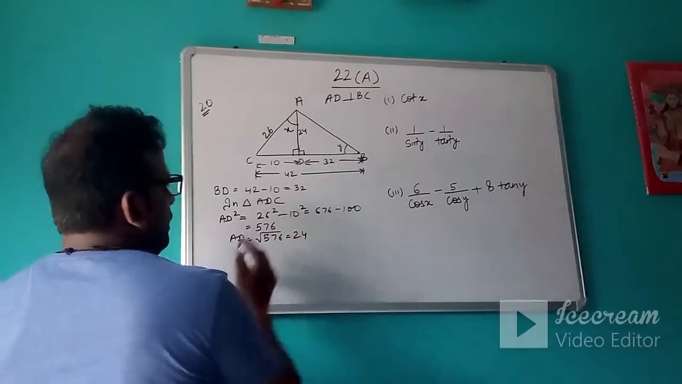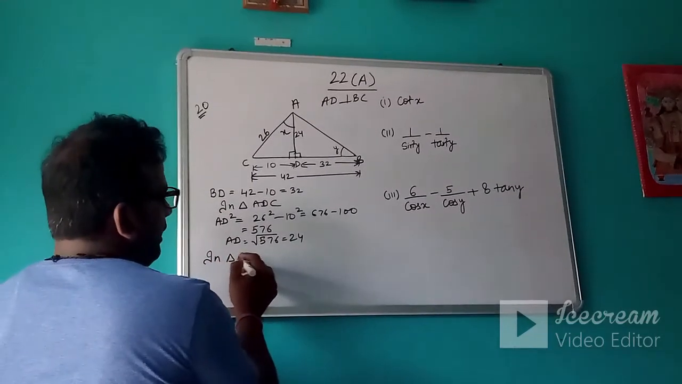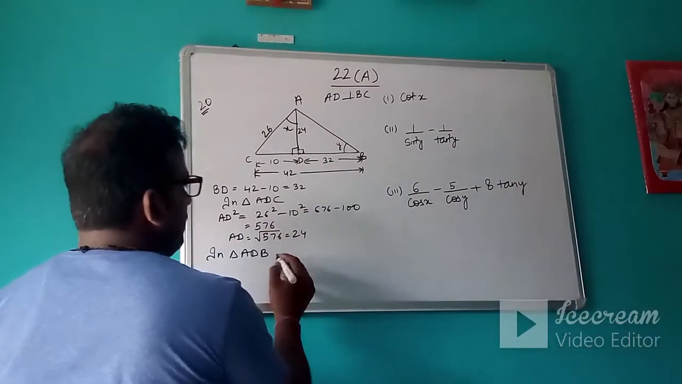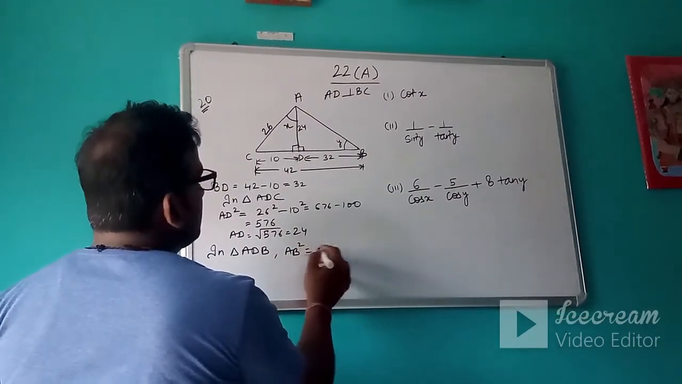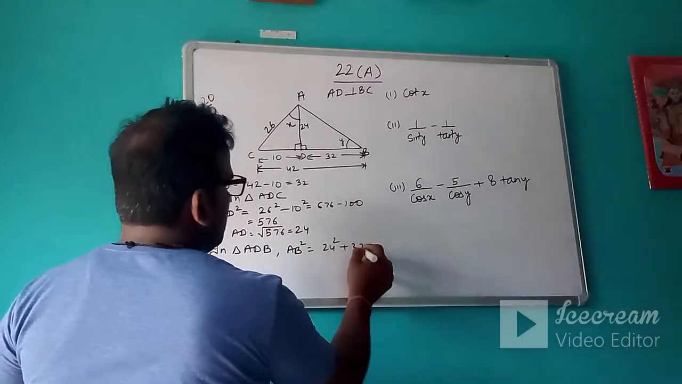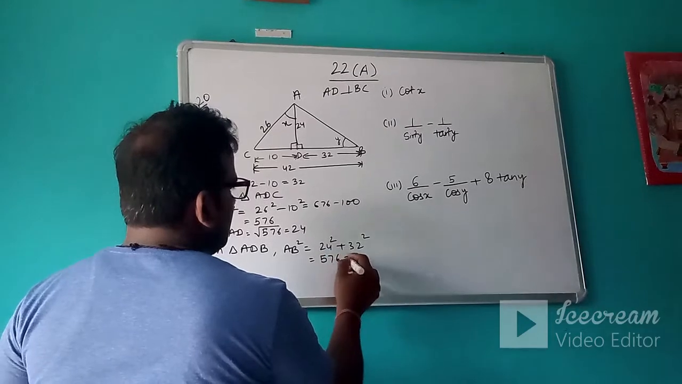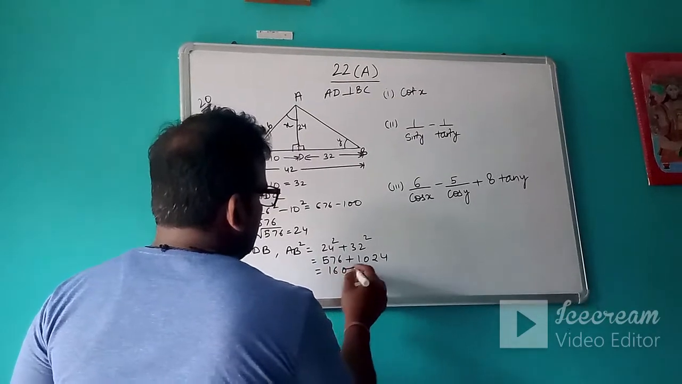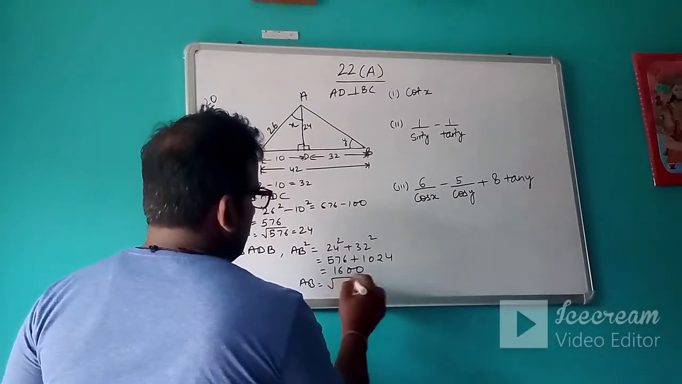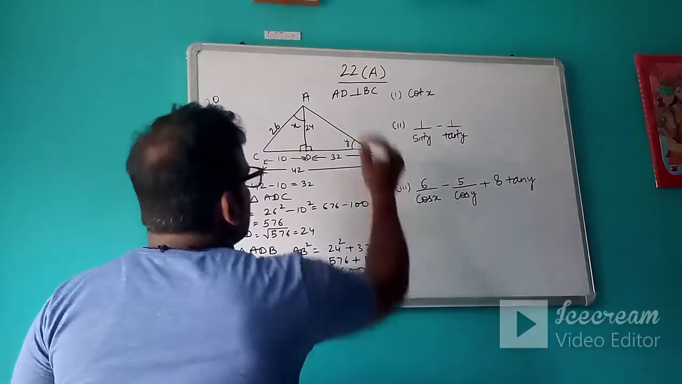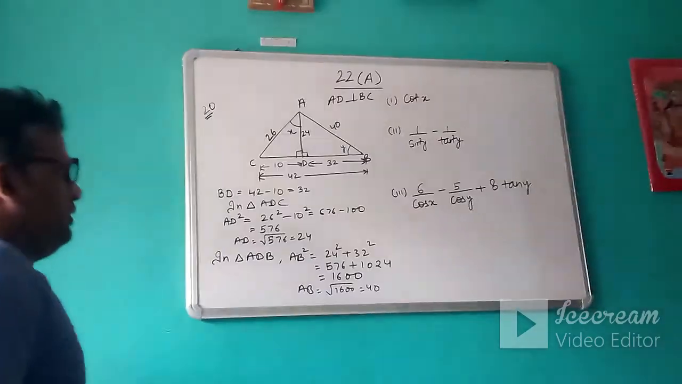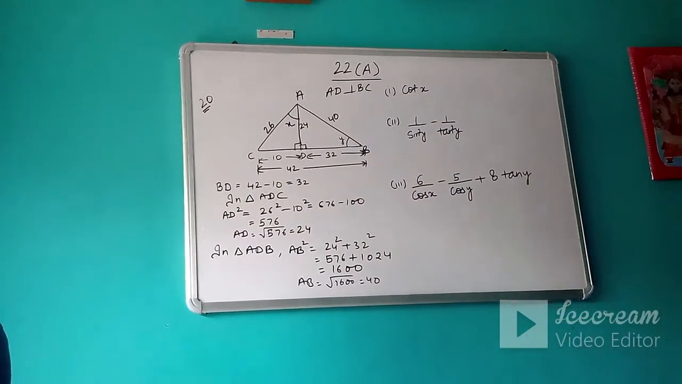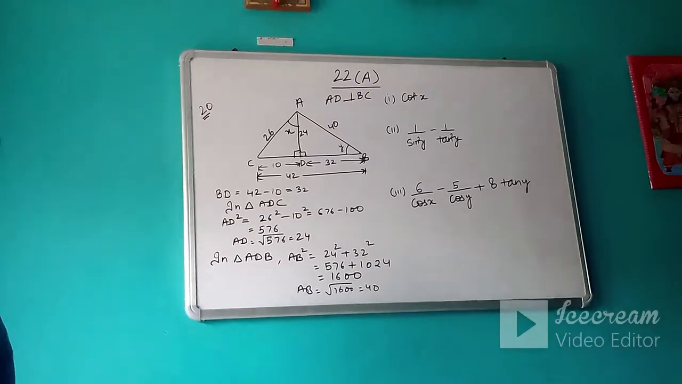So this is now 24. Similarly, when you see this triangle, that is triangle ADB, in this triangle this value is unknown to us. So we will find the value of AB square, that is 24 square plus 32 square. So it is 576 plus 1024. So it is your 1600. So what is AB? Square root of that is 40. So this is 40. So you can see in this triangle now I have found all the unknown values of sides which are not known to us.